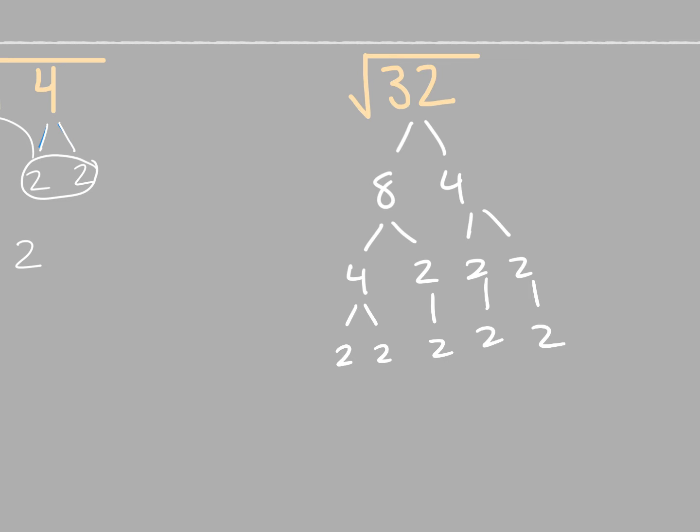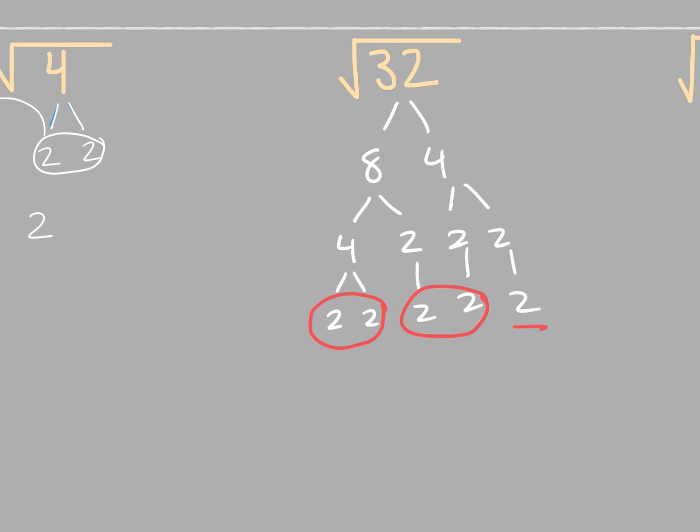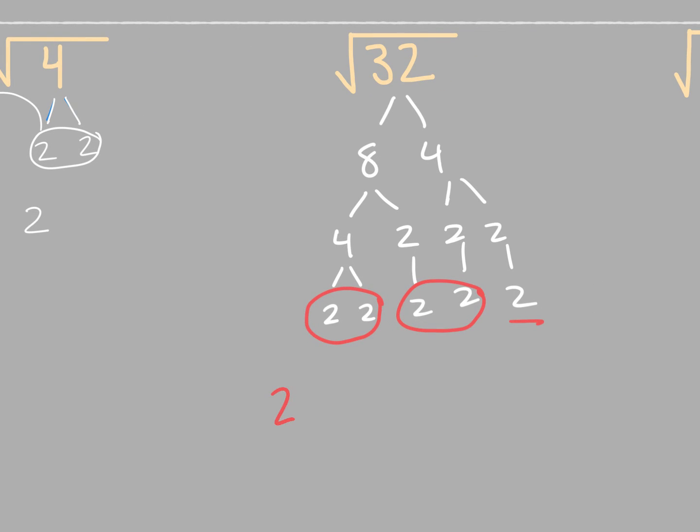So we're only circling pairs of 2. So I have a pair of 2 here. I have a pair of 2's here. And then I can't circle this one because I can only circle 2 at a time. So how many 2's do you think are going to come to the outside? Like the last one, I had 1 circle, so how many 2's came to the outside? 1. So now I have 2 circles, so 2 2's can come to the outside.